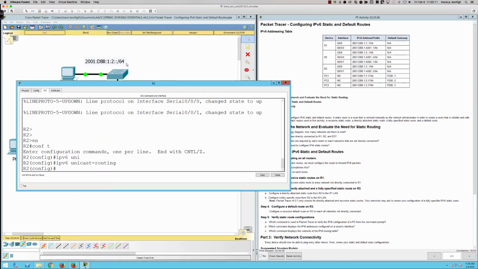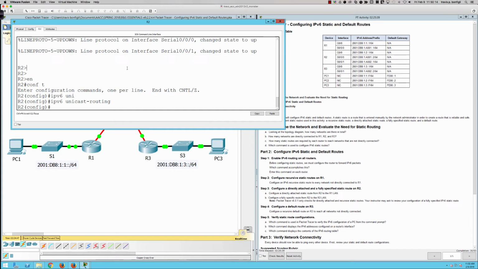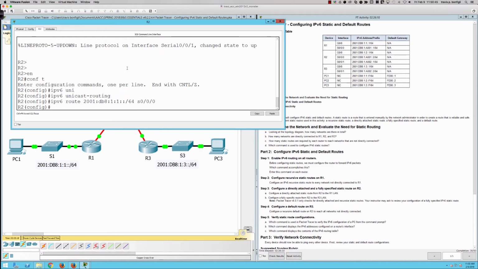So let's pull router 2 up here, and we'll move that a little higher. So we're going to say IPv6 route. So my IPv6 route to get to the 2001:DB8:1:1::/64 is going to be to go to the next hop, which is going to be, and I'm sorry, this is directly connected. Yeah, directly attached. So it's going to be out serial interface 0/0/0. And that is the directly connected entry.